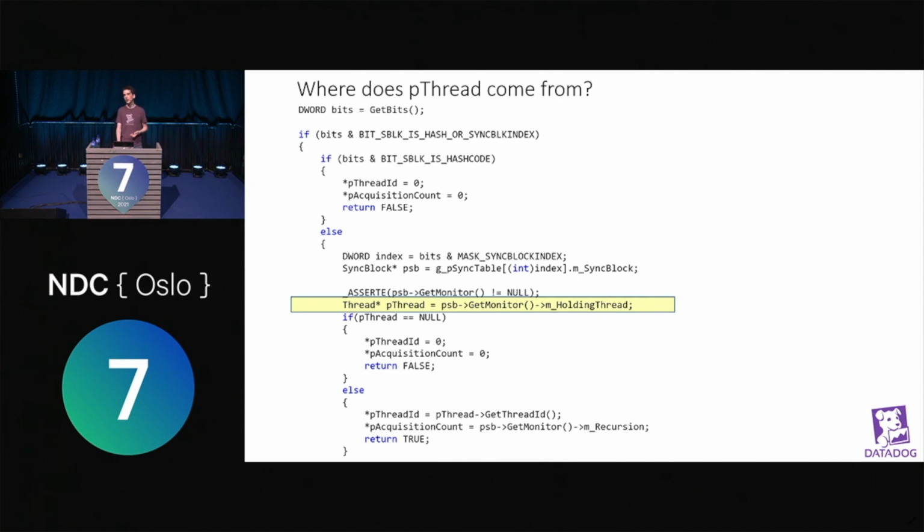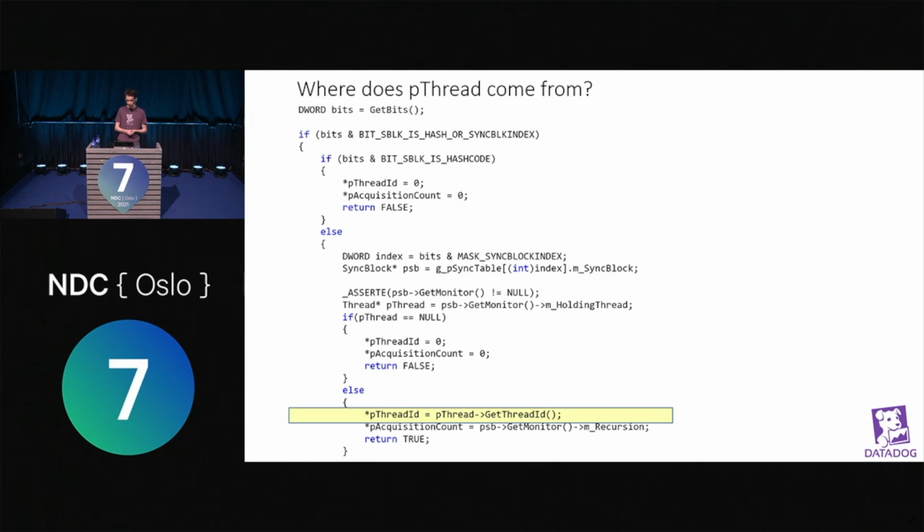And then pthread is not null because it's -1. And so we get to the crashing line. And so that will mean that we are crashing because we have the value -1 stored in the m_holdingThread field. Which begs the question, why would we end up with the value -1?